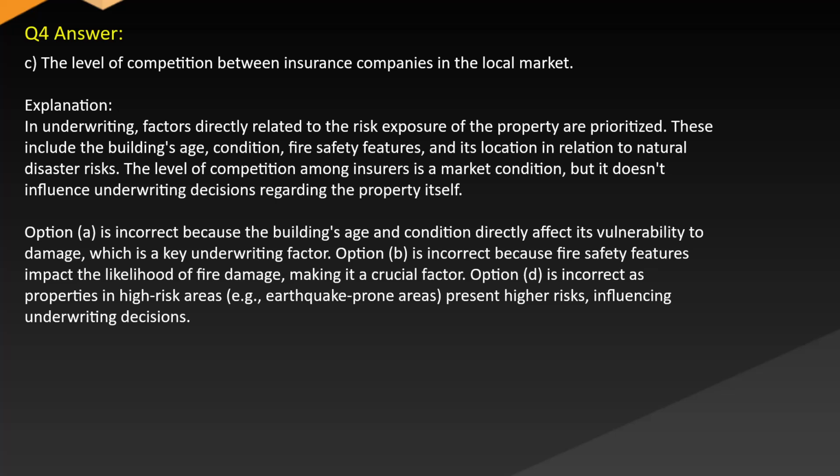Option A is incorrect because the building's age and condition directly affect its vulnerability to damage, which is a key underwriting factor. Option B is incorrect because fire safety features impact the likelihood of fire damage, making it a crucial factor. Option D is incorrect as properties in high-risk areas, e.g., earthquake-prone areas, present higher risks influencing underwriting decisions.